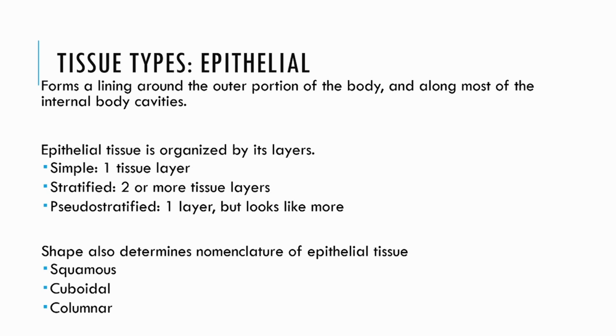We also name them based on the shape the cells take: squamous, cuboidal, and columnar. Squamous being flat cells that look kind of like little pancakes, cuboidal being cube-like, and columnar being column-like, meaning they're taller than they are wide.